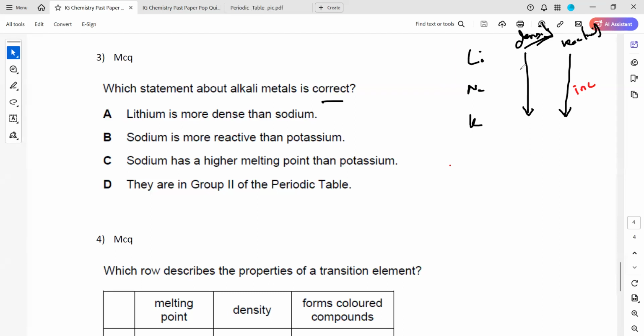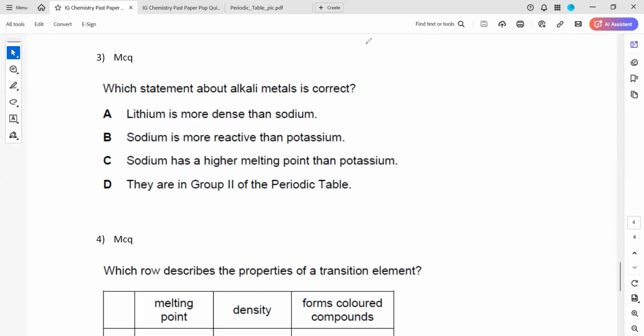Density, what happened to density? Decreases? Think about it and give a reason for that. The properties of alkali metals, you have to recall the properties. Density increases. For density, for all the groups, as we go down the group, it increases, irrespective of the type of the group.